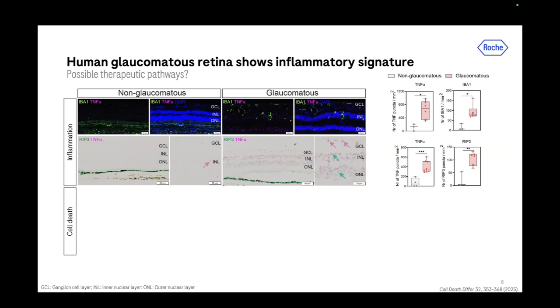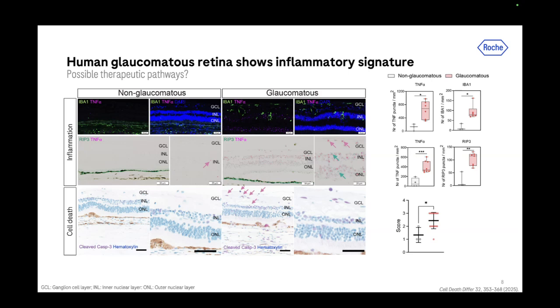In parallel, cleaved caspase 3, which is a key marker of cell death, is also upregulated in the human glaucomatous retina. So in this slide, taken together, these findings demonstrate that the human glaucomatous retina is in an inflamed status and undergoing regulated inflammatory cell death. This supports our hypothesis to explore the RIP1-mediated pathway as a starting point.